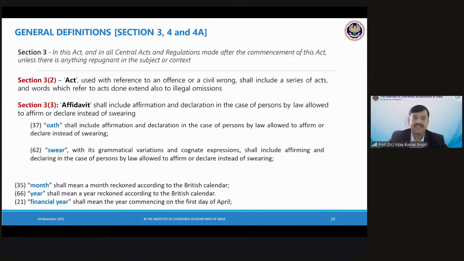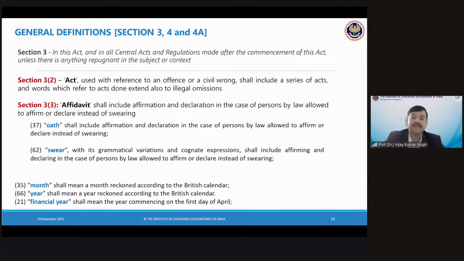Section 3, subclause 35 defines month, year, and financial year. These definitions are provided in the General Clauses Act. You will find that these are definitions in subclause 35, 66, and 21. Though they are related, they have different numbers and are quite far away. You can see the definitions in the definition clause are arranged alphabetically, right? It is not by way of their affinity to the terms or closer terms being kept together. It is by way of alphabetical order. So here you see month. Month shall mean a month reckoned according to the British calendar. So we are using the British calendar.